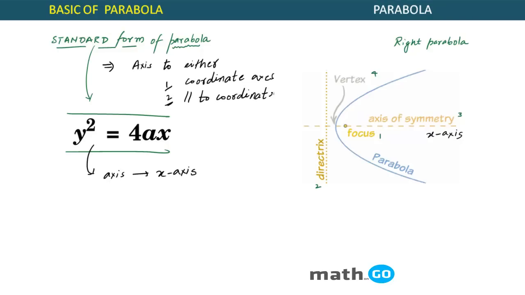We are not going to take cases where the axis is slanted, so that is not in the syllabus. So we are going to do two cases only, though in fact there could be different parabolas which are slanted. Only two cases have to be taken where the axis is either the coordinate axis or parallel to the coordinate axis.